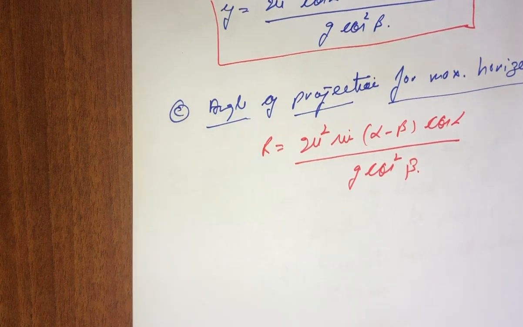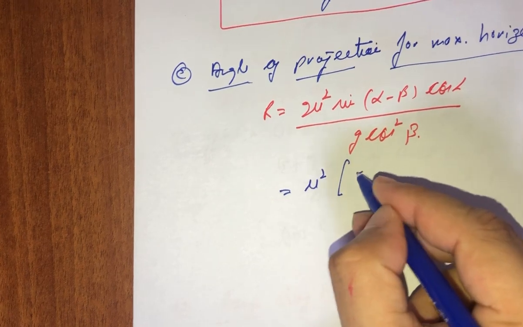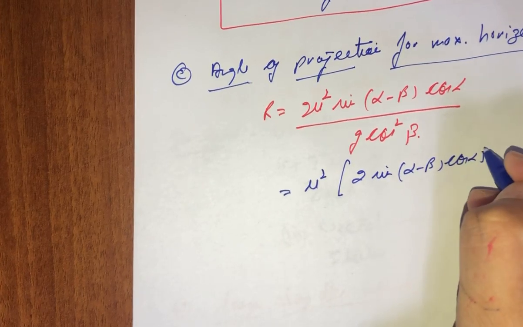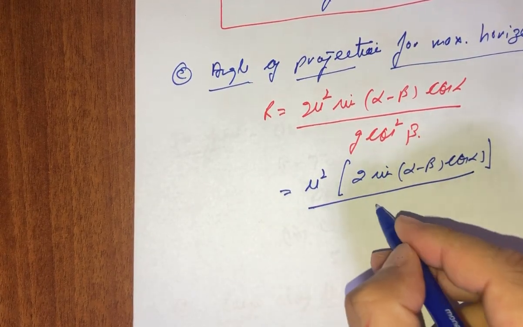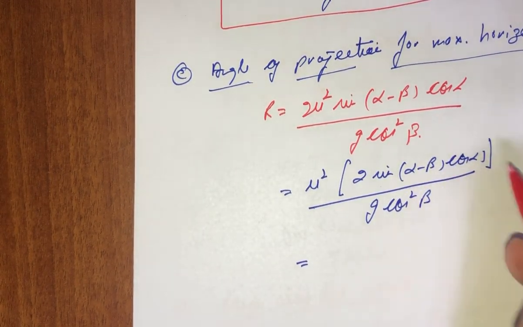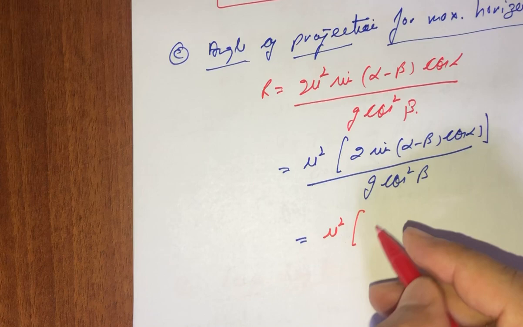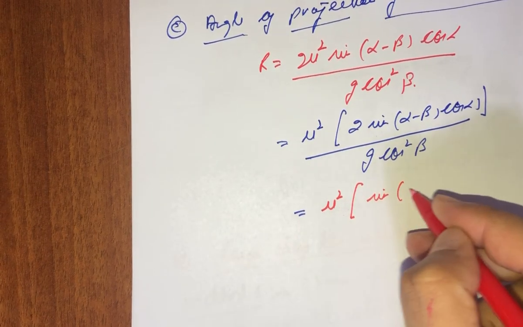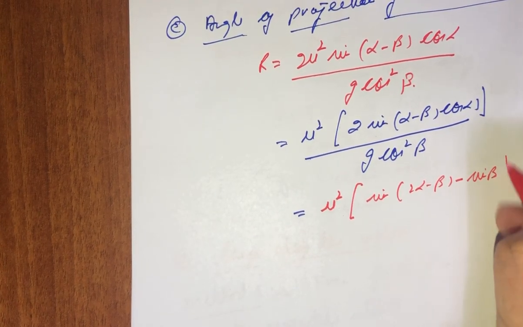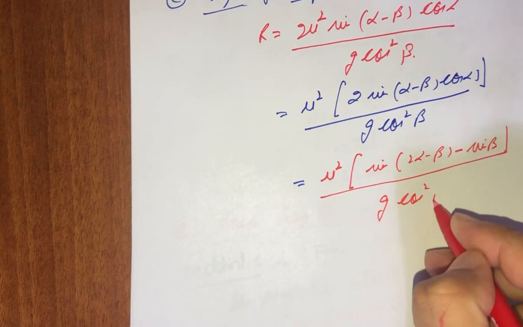So we can rearrange this equation as u square, 2 sine alpha minus beta cos alpha, divided by g cos square beta. So this is equal to 2 sine A cos B. So we can write this as u square, sine of 2 alpha minus beta, minus sine of beta, whole divided by g cos square beta.